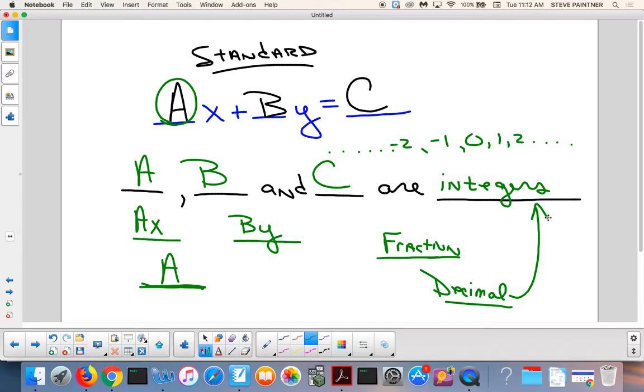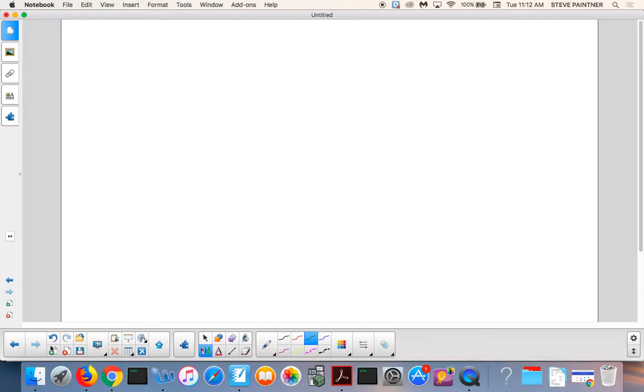Has anything been new? No. What's going to be new is right here. Today, we're going to learn a third form of linear equations. This one's called point slope form.